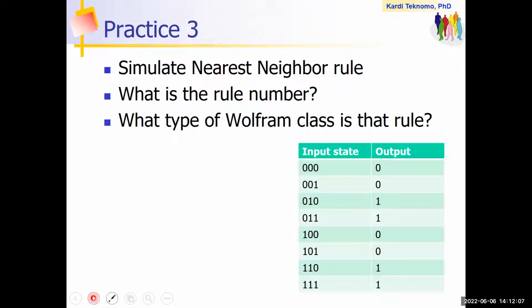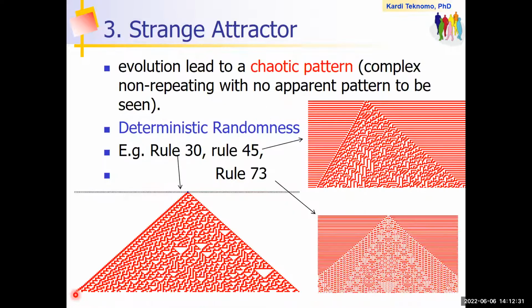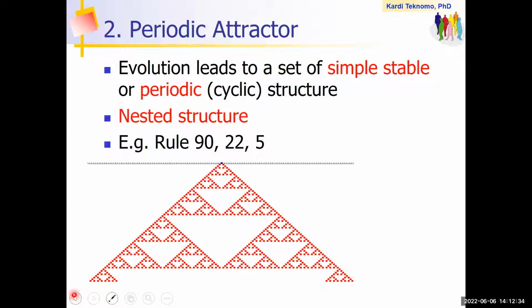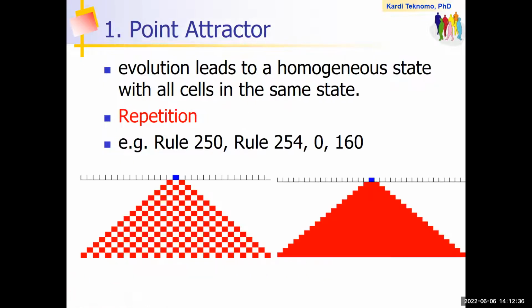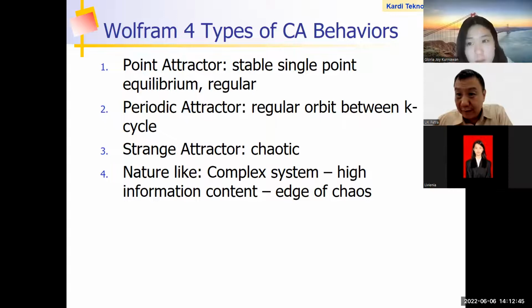So, if I have this input and I have that output, can you find the rule number and then what is the type? Whether it is type 1, type 2, type 3, type 4. Type 1, 2, 3, 4 is fixed point, periodic, strange attractor, or complex. So these are the 4 types. Is it possible? Is it clear or not?